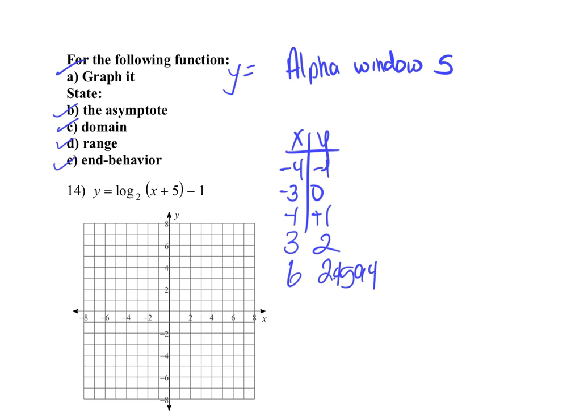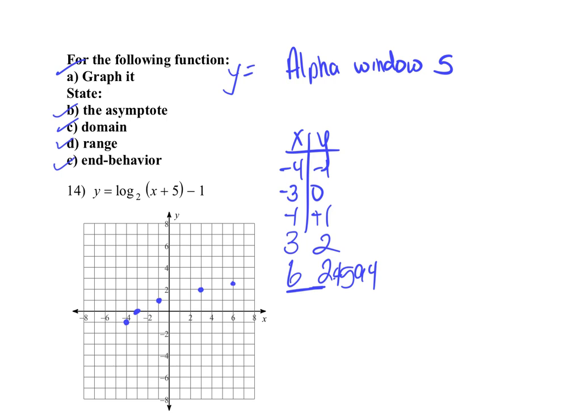Sorry. Okay, plot those points. So -4, -1, -3, 0, -1, 1, 3, 2, and 6, 2 point, whatever, right in the bottom. Estimate it. See, if you write it here, when you plot it here, they know what you're talking about.